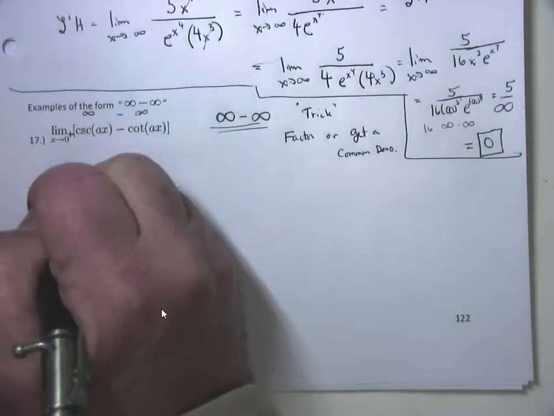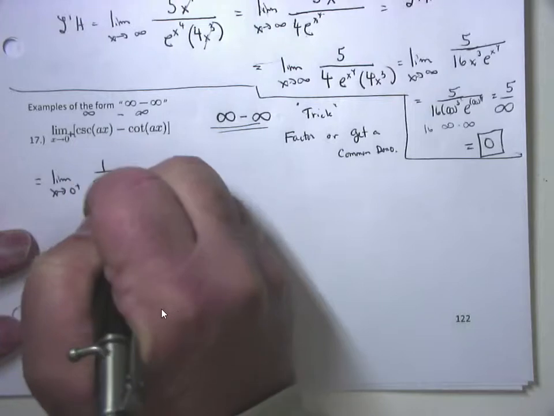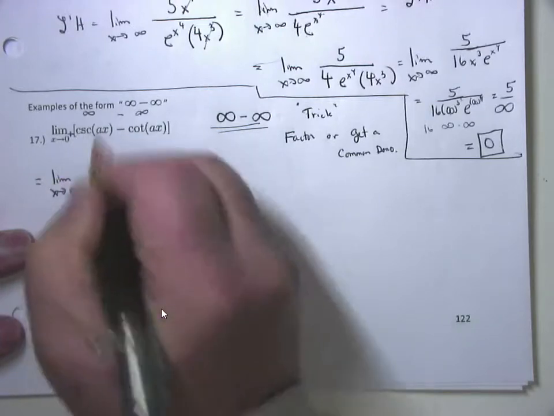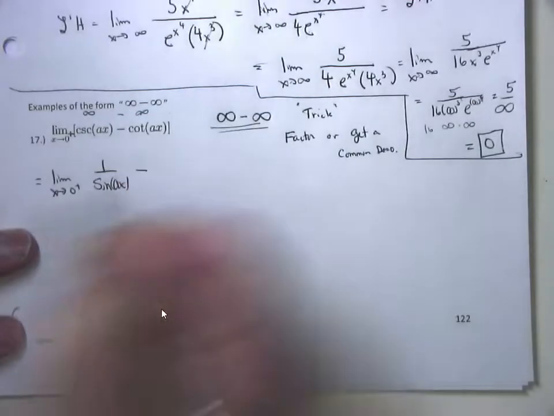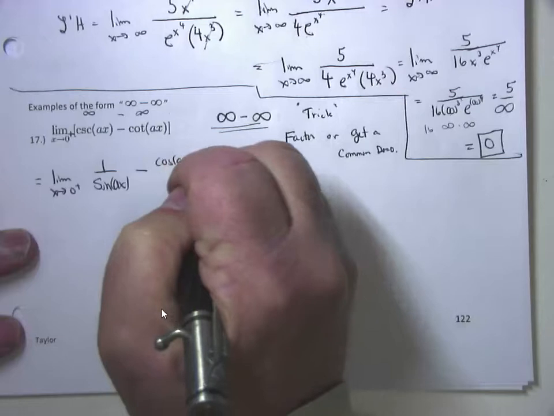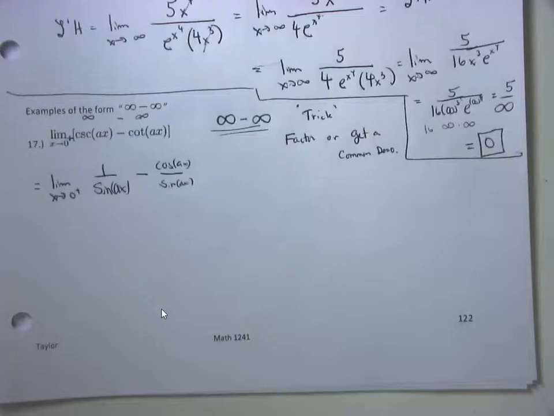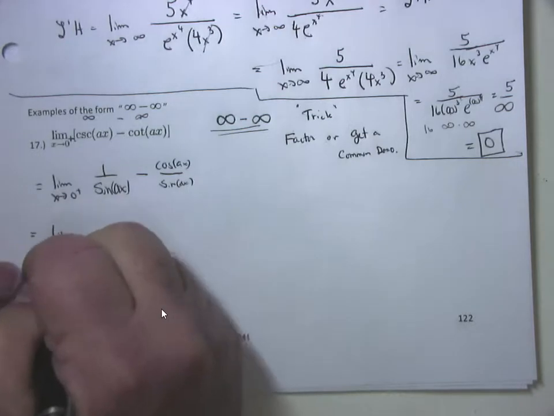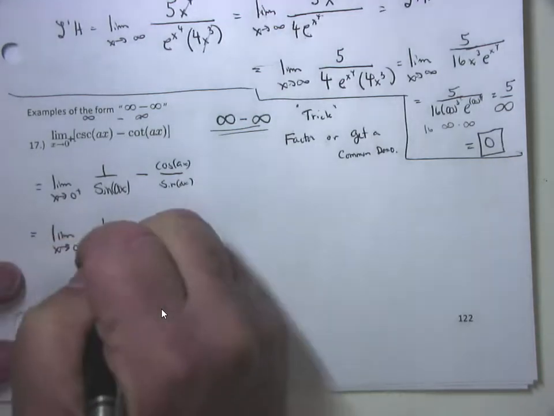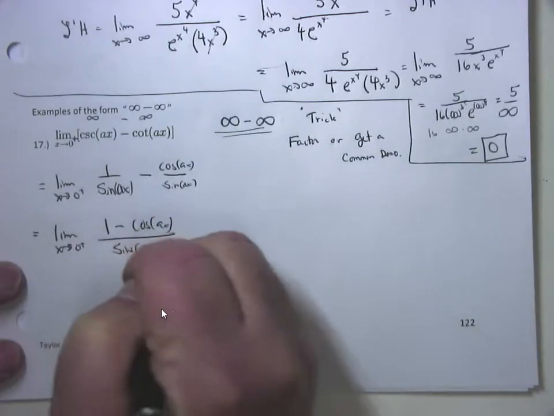So this is equal to the limit as x approaches 0 on the plus side of 1 over the sine of ax. The cosecant of ax is 1 over the sine of ax, minus the cotangent of ax, which is the cosine of ax over the sine of ax. And you'll notice now that I actually do have a common denominator, which is the sine of ax. So this is equal to the limit as x approaches 0 on the plus side of 1 minus the cosine of ax divided by the sine of ax.